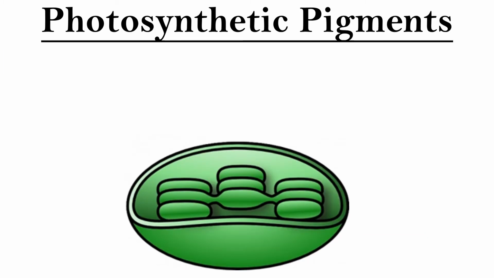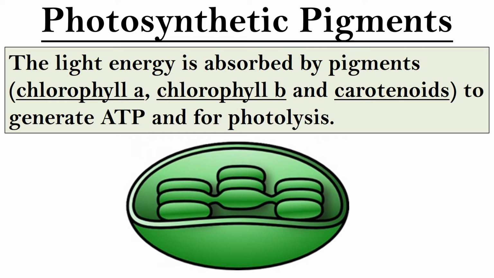So that light that's absorbed by the pigments, we can say now that there are three pigments. So they are chlorophyll A, chlorophyll B, and carotenoids. And when the pigments absorb this, they generate ATP and also for photolysis. And I'll explain what photolysis is shortly.